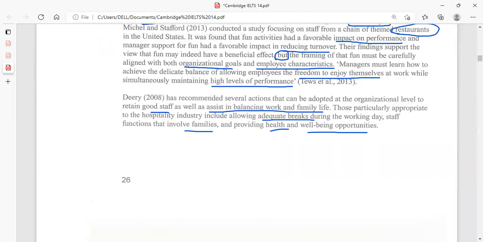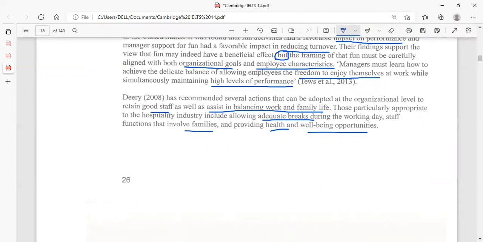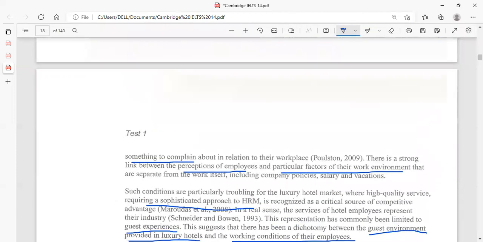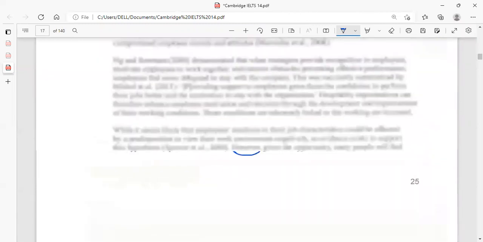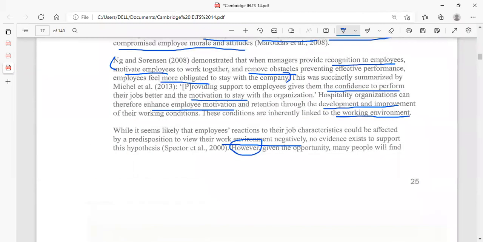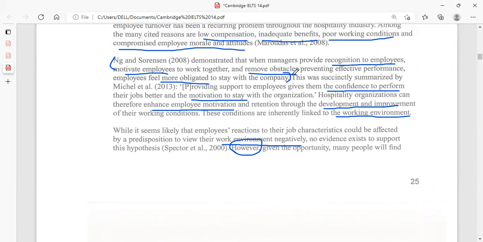Actually, I didn't get the answer, ma'am. You didn't get the answer. Staff are less likely to change their work. You're saying motivate employees to work together, remove obstacles. Yeah, this should be the answer.